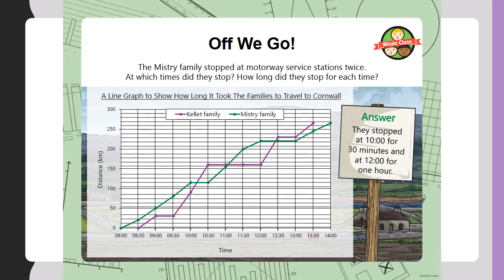We can also see that they stopped again at 12 o'clock and they didn't move again until 1300 hours or 1 p.m. because again we can see that the distance stayed the same. So well done if you managed to spot that.